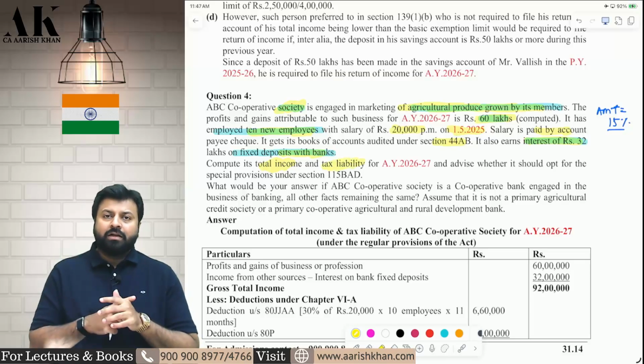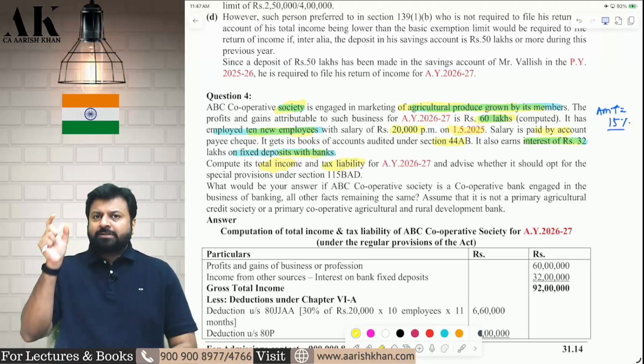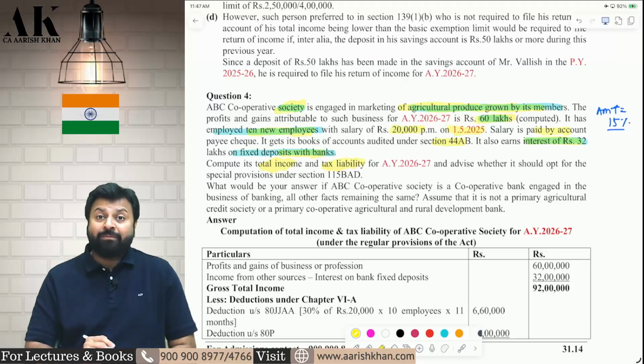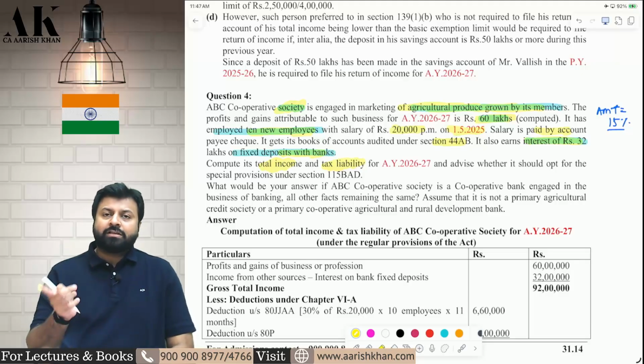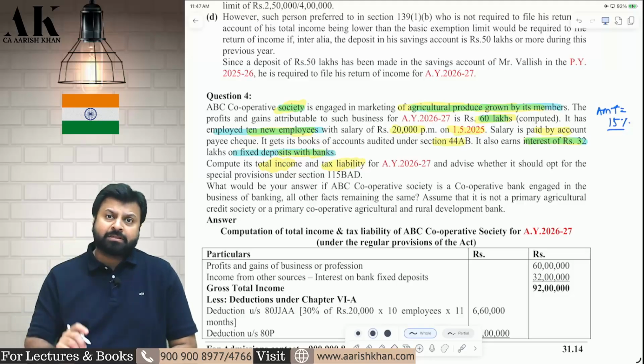Don't read ahead. Now, when you are computing total income, you are supposed to compute it in 2 points. First, as per the normal provision, then compute tax as per normal provision, and then compute AMT. And always remember, in case of AMT for a cooperative society, the tax rate is not 18.5%, it is 15%. So let's compute the total income as per normal provision.